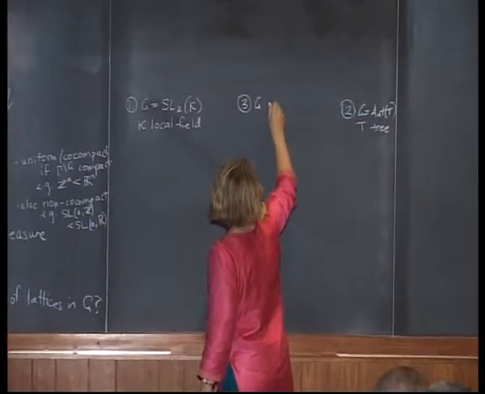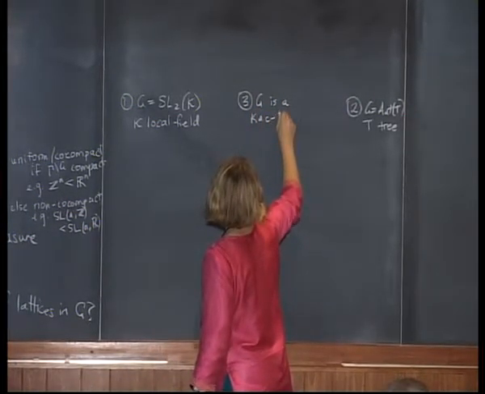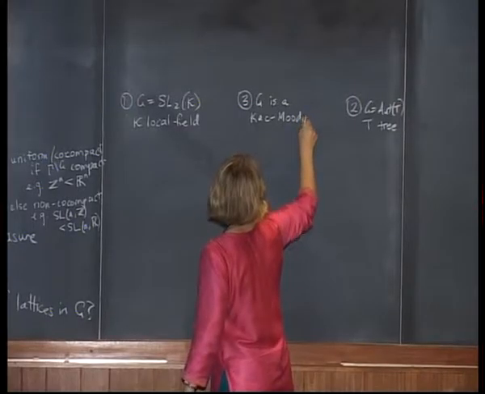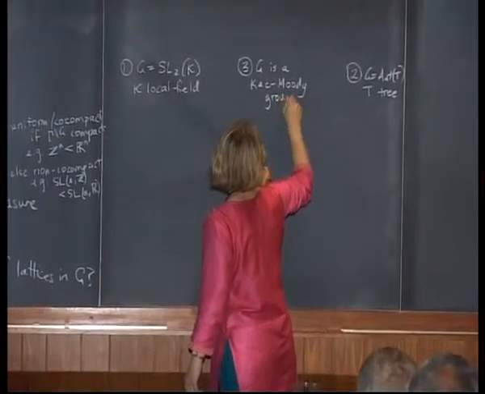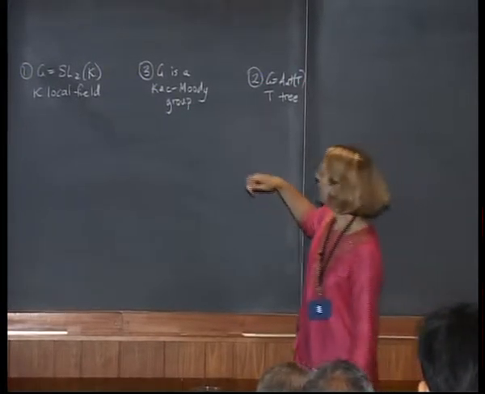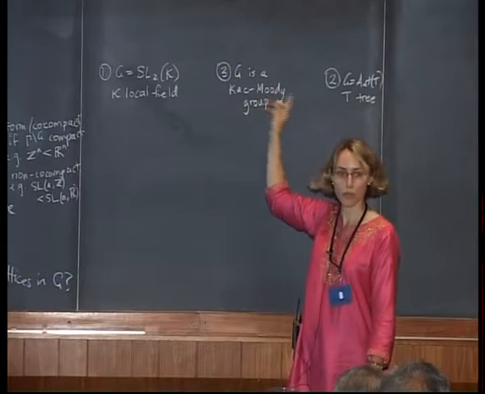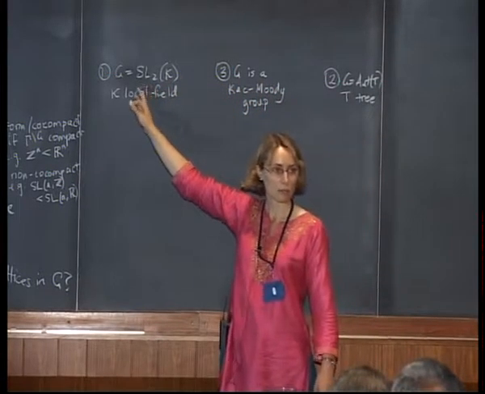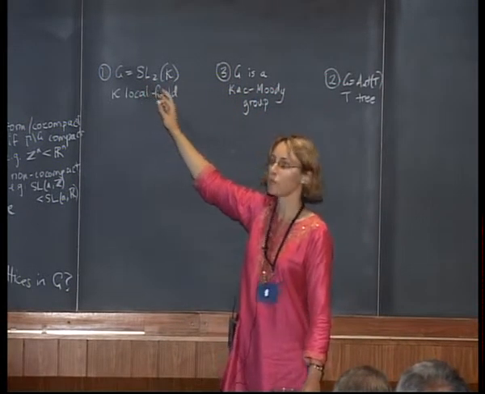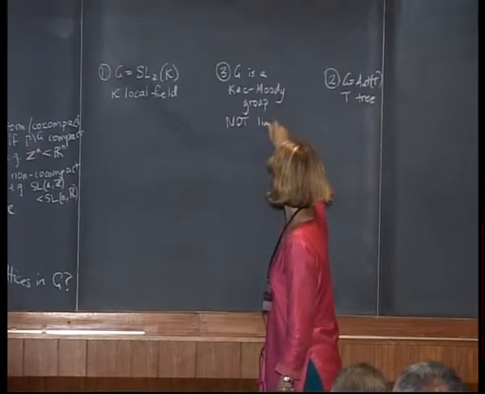So this is where G is a Kac-Moody group. And I'm not going to assume that you know what these are, so I will tell you later on. The reason I'm putting it in the middle is because these groups do have some algebraic structure similar to SL_2(K), but they're not linear. So I'll just emphasize that.